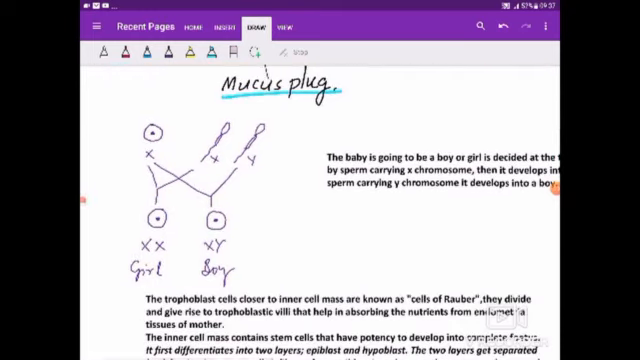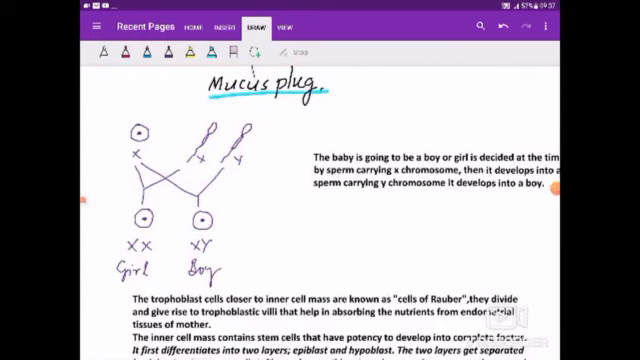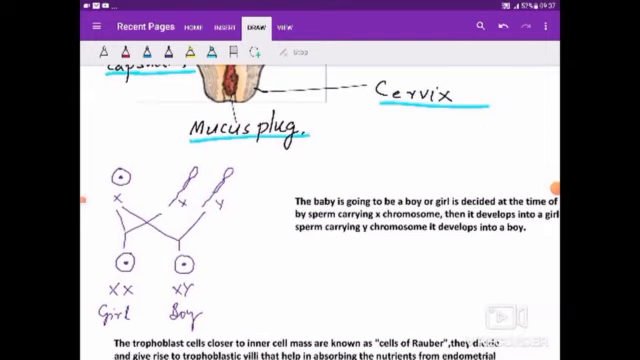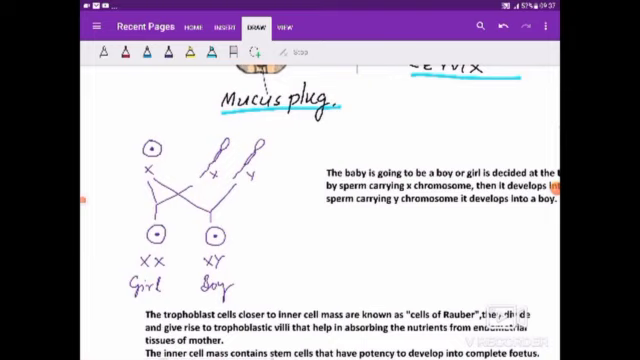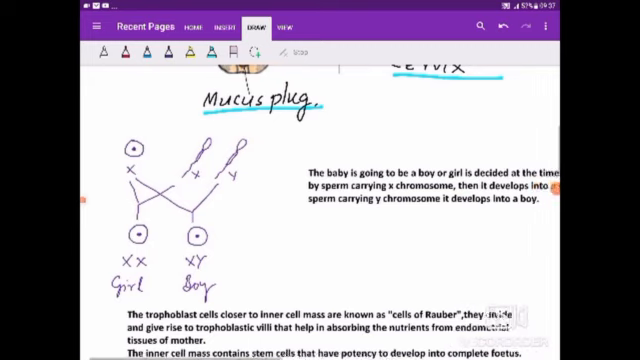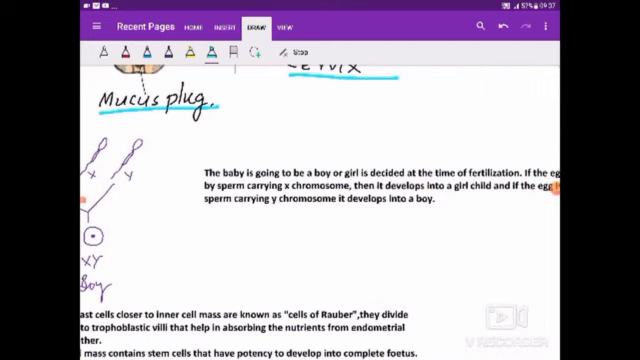Now let's begin with when the embryo is developing inside the mother's womb. How do you say whether it is going to become a male child or a female child, whether a girl will be born or a boy will be born? It is actually decided at the time of fertilization.